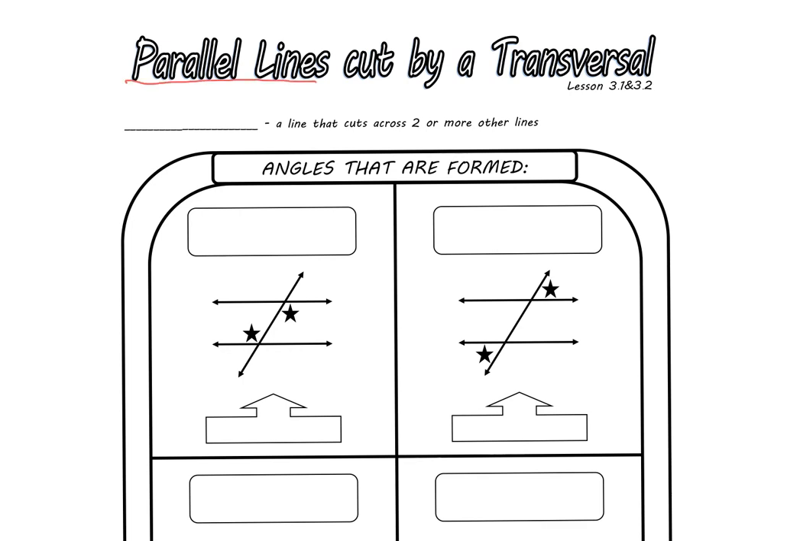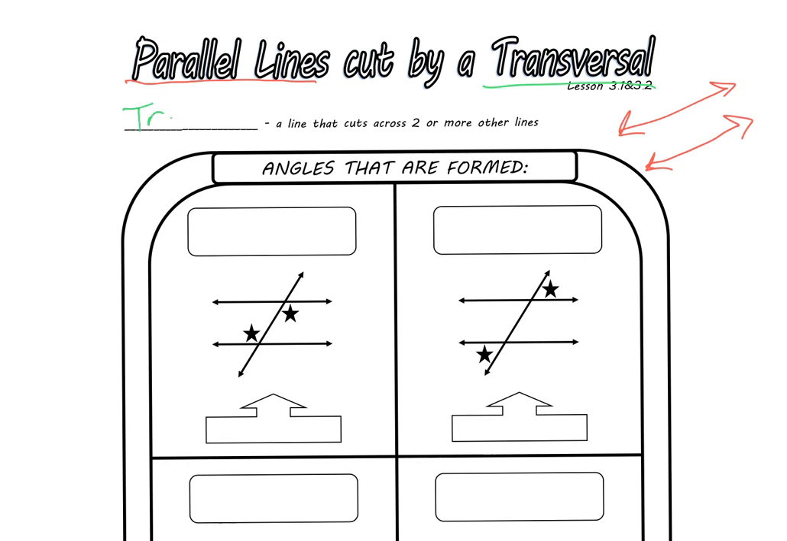Today we're talking about parallel lines cut by a transversal. I'm going to use red for parallel and green for transversal in today's lesson. Reminder, parallel lines are two lines that never touch. They never intersect, right? And your transversal is a line that cuts across two or more other lines.